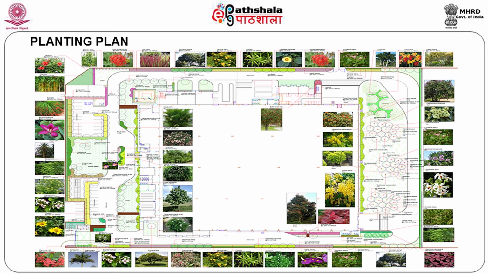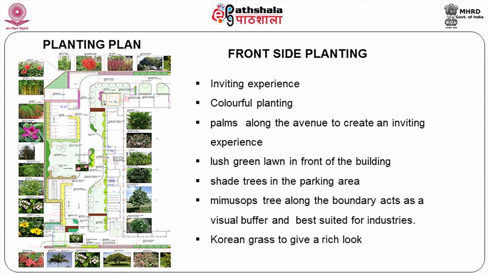Yeah, there are different types of planting done in that front area. For an inviting experience, you need beautiful avenue trees at the entrance area, colorful planting on the sides, then palms along the avenue, which also creates verticality. A lush green lawn shows more ambience of space available. There are shaded trees in the parking area. Then trees on the boundary act as a visual buffer, best suited for industries. Korean grass gives a rich look. This is the basic concept of planting.